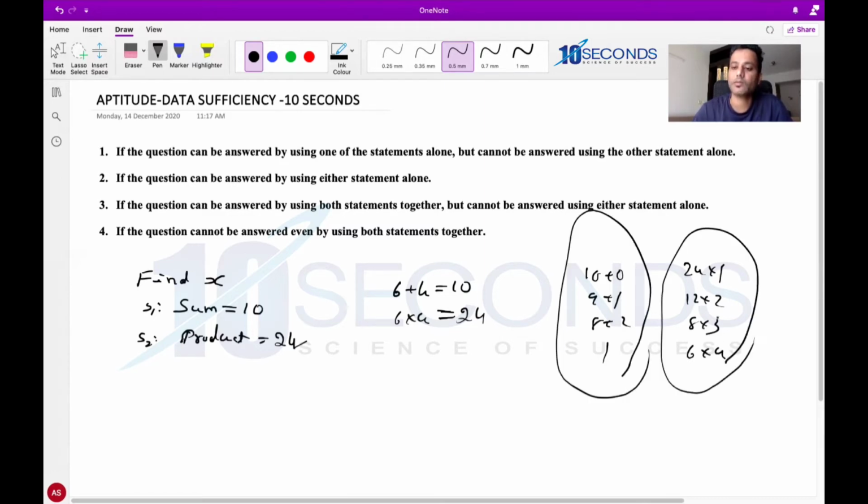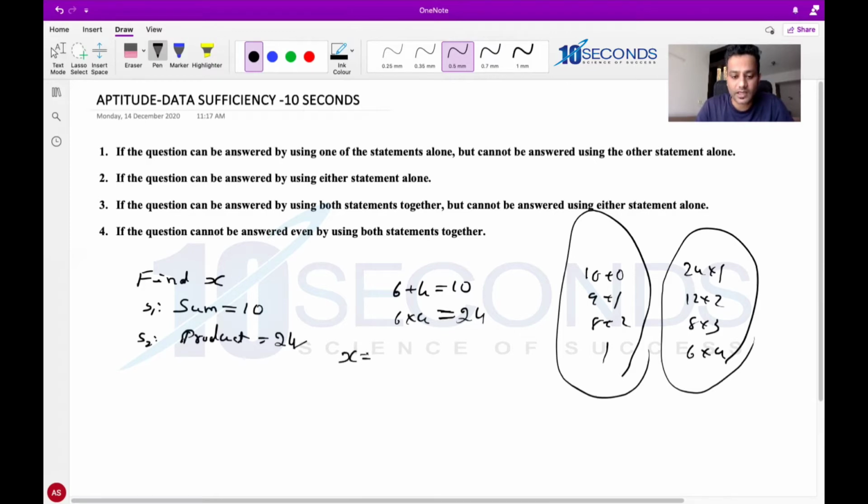So with only the first one, multiple answers. Only the second one, multiple answers. If I combine them, I have 6 plus 4 and 6 into 4. No other value is possible if I combine them, right? So it is not the first option, and not the second. I need to check whether it is the third or fourth. After combining, 6 plus 4 is 10 and 6 into 4 is 24.